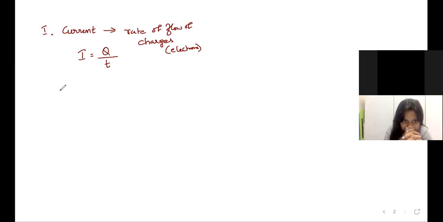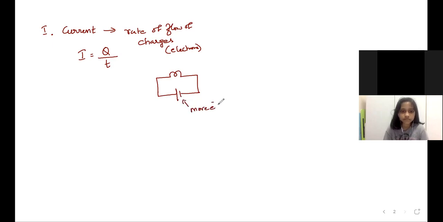What is the direction of electrons? Negative to positive. Actually, the electrons are flowing in a circuit. Electrons are more in number in the negative terminal, and in the positive terminal, there are fewer electrons. To balance that mismatch, electrons start running from the more electron region towards the less electron region. So electrons move from negative to positive.